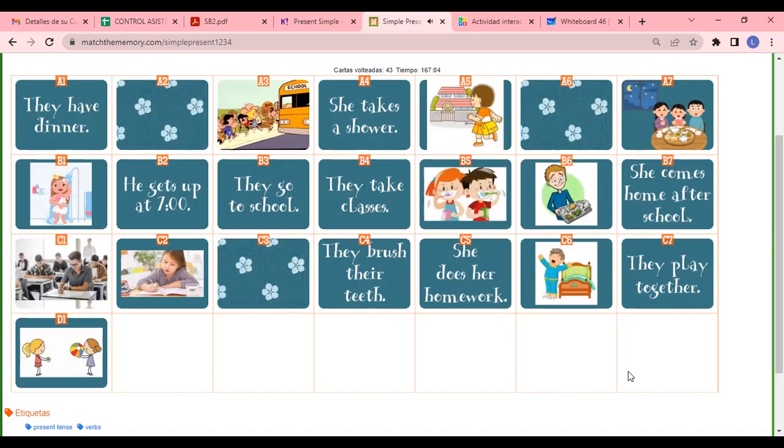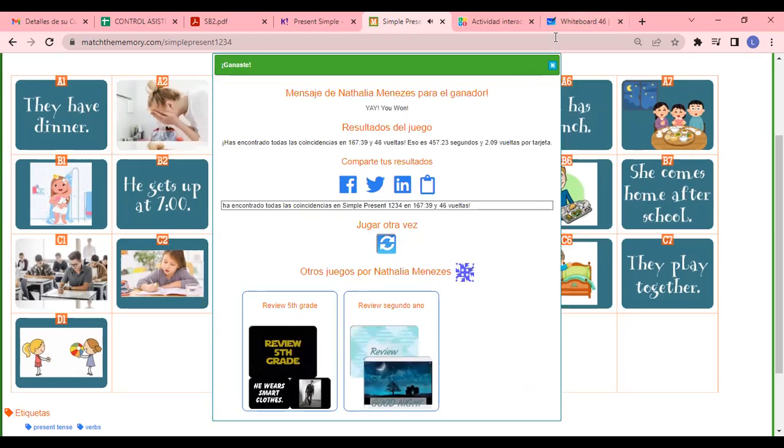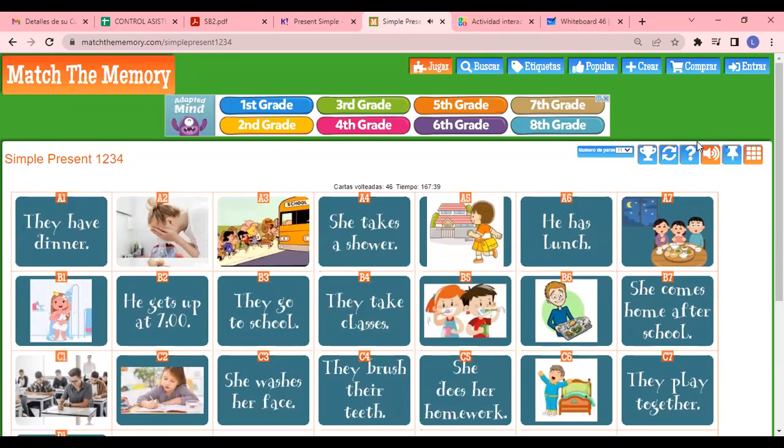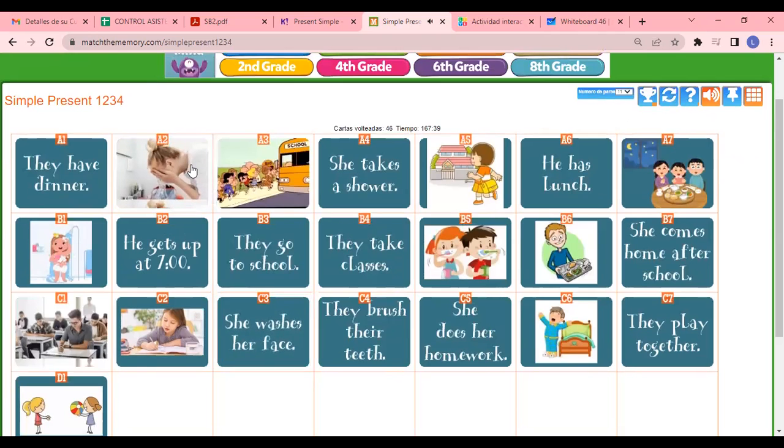B6. A6. Yes, okay, read it, please. He has lunch. Amazing. And the last one, volunteers. One volunteer. One more, please. Okay, thank you. So A2 and C3. Where does it go? Okay. Can you read it, please?